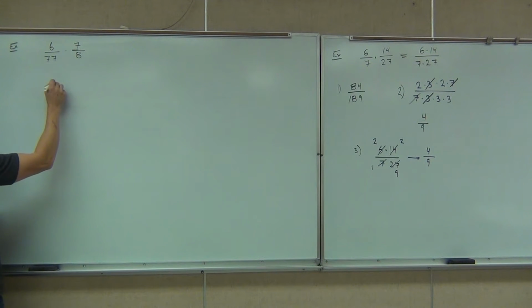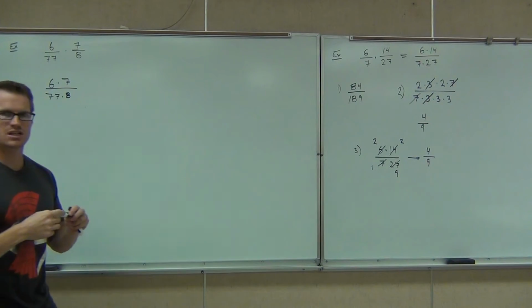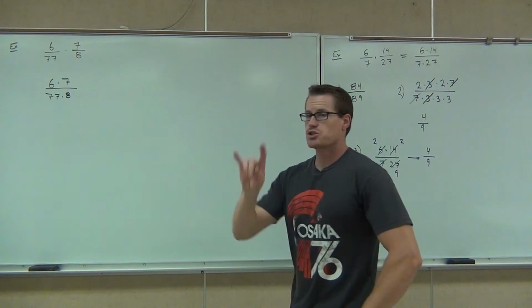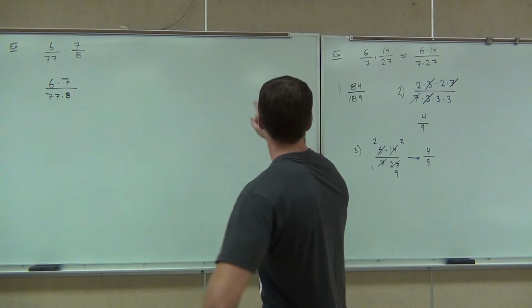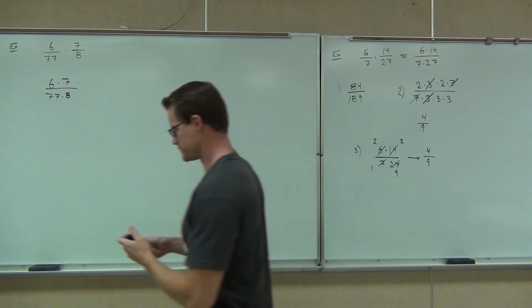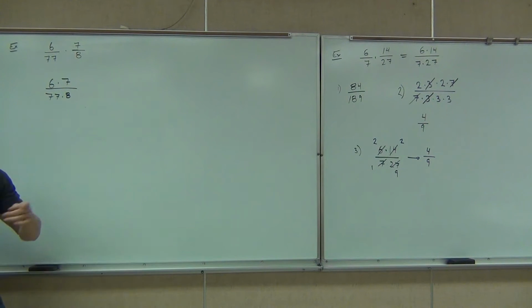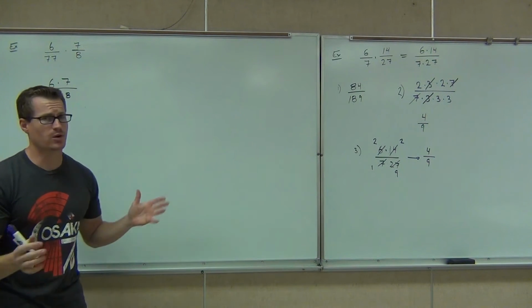So first thing, I need to see 6 times 7 over 77 times 8. That's the only way that we can simplify fractions, is to get them as 1 fraction first. Now there are 2 options. The first option is to do what we did here. I don't want you to multiply and get 42 over whatever this is. That's just way too big. That would take you a lot of time. We don't want to do that.